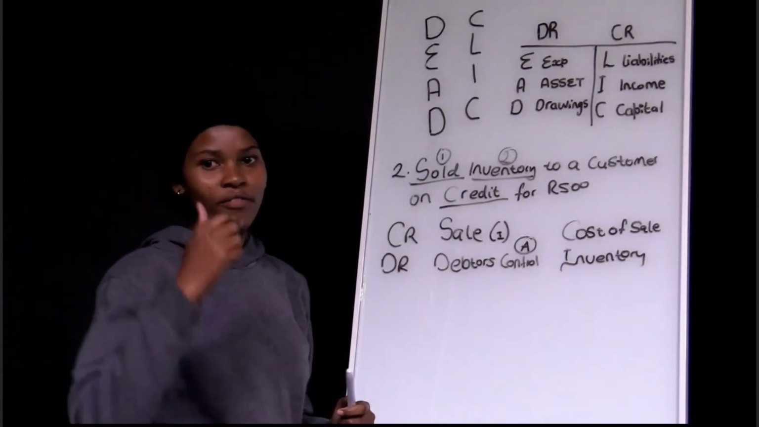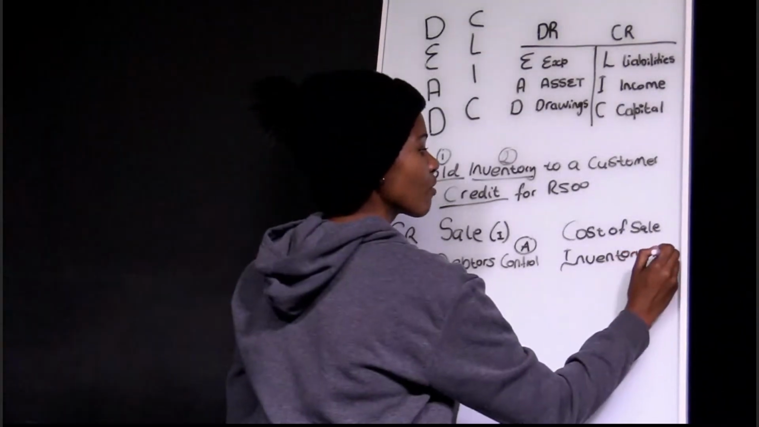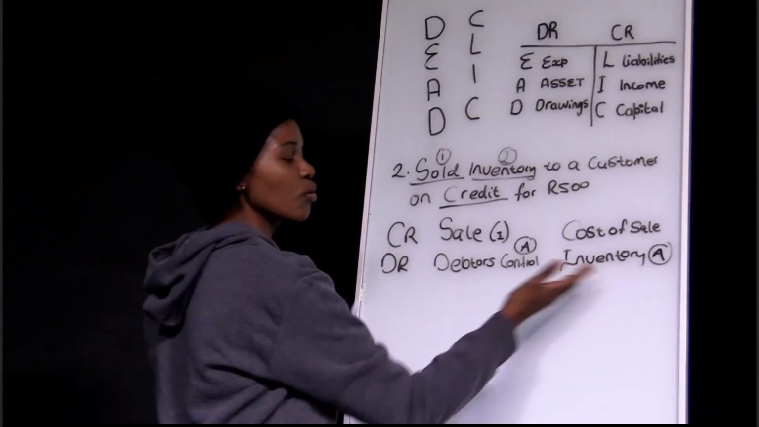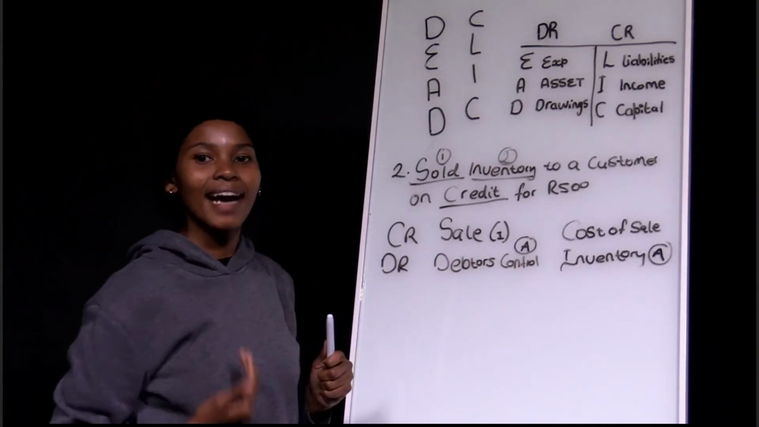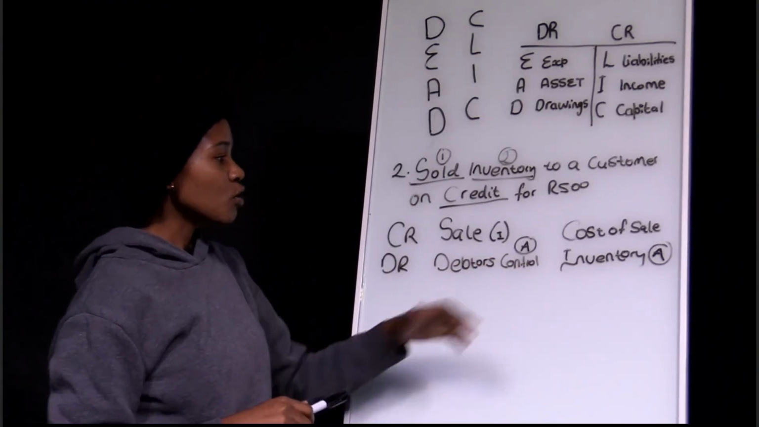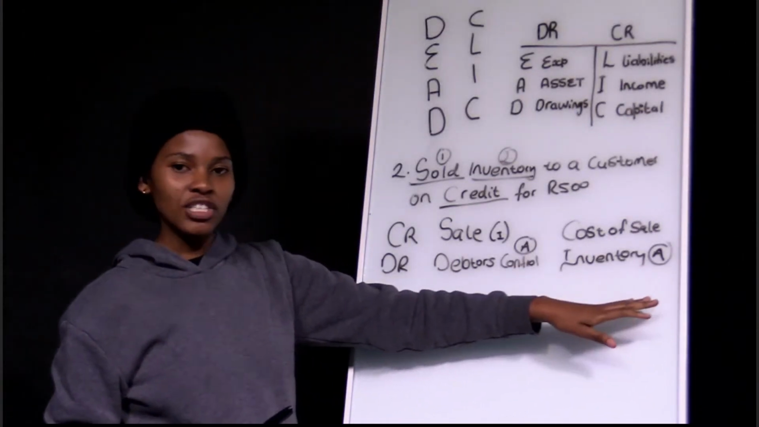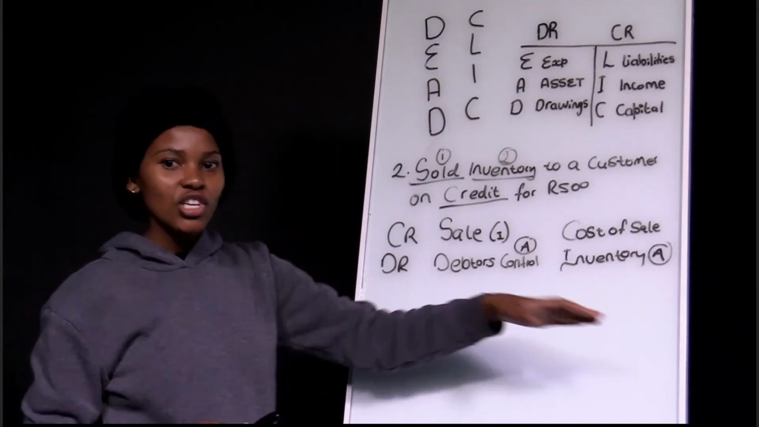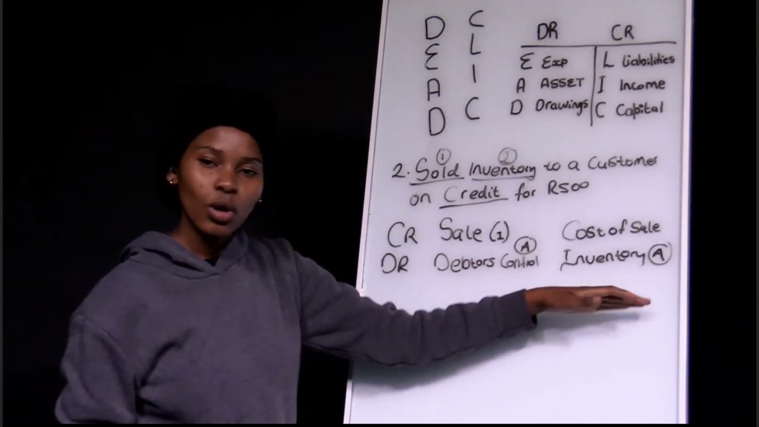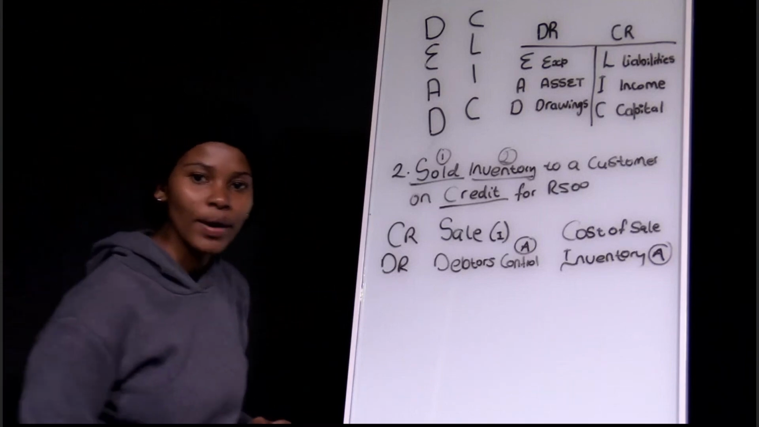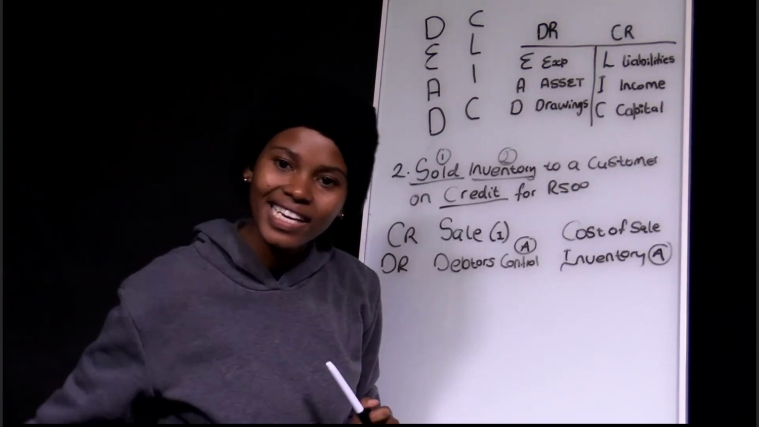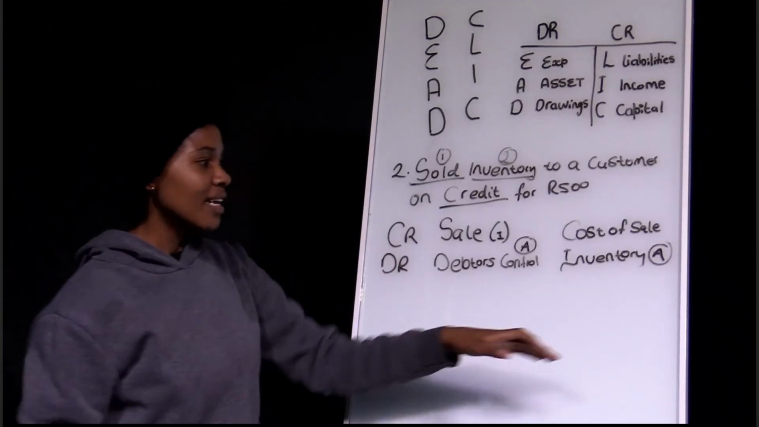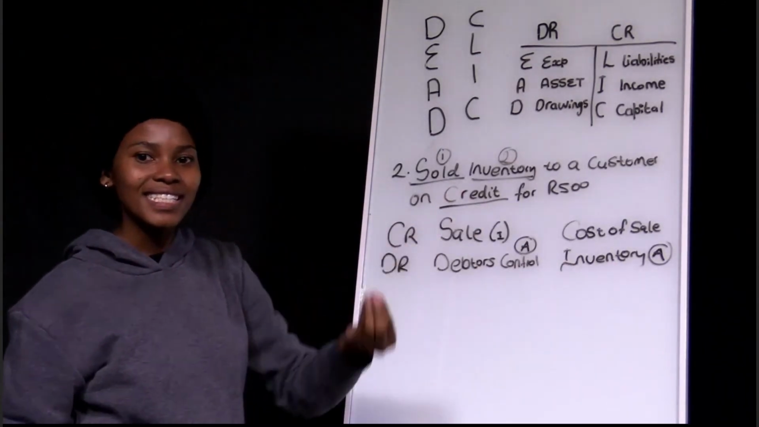Inventory is an asset. Remember from the previous example that we did, we found out that inventory is an asset, right? Because these are the goods that you're going to sell in order to generate income for the business. So once you've determined the element of financial statement of which inventory falls under, which in this case is assets, you then ask yourself, what is happening to our inventory? We are selling our inventory. Our trading stock is leaving the business, right? We are selling to the customer, meaning that our inventory is actually decreasing.